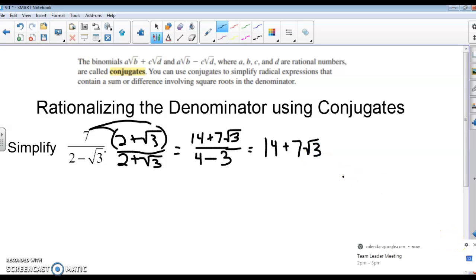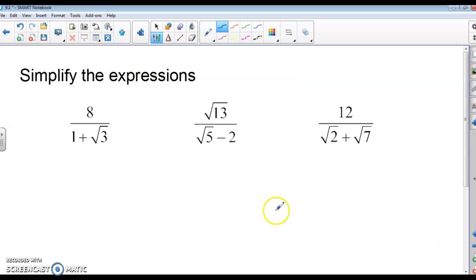All right, so if you are ready, why don't you try these 3 out here. Simplify the expressions by using the conjugate to rationalize the denominator. So pause your screen, try them out, and then when you're ready, press play, and we'll see if we have the same answers.